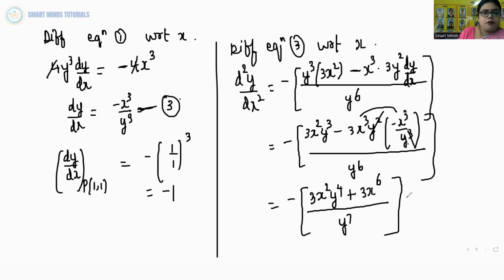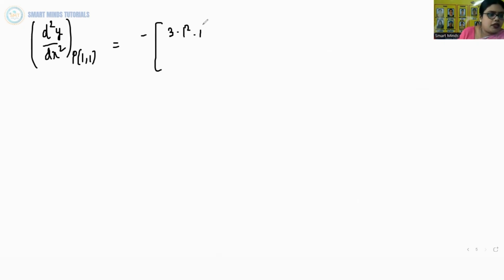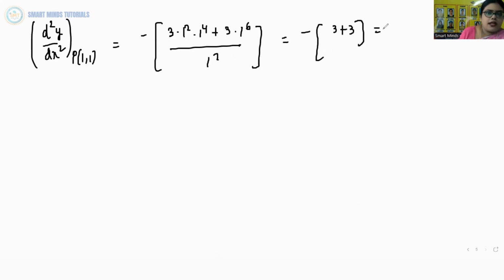Now we'll substitute the point in d square y by dx square by the value which we got. So d square y by dx square at some point P, that is 1, 1 given in the question, is minus of, now we will substitute 1 and 1 in x and y. So 3 into 1 square into 1 power 4 plus 3 into 1 power 6 by 1 power 7. So that is minus of 3 plus 3. That is minus 6. Okay.